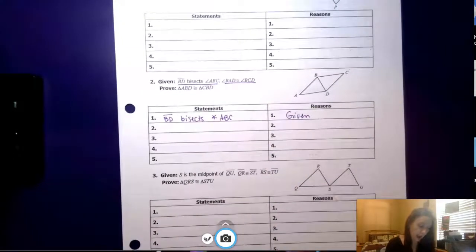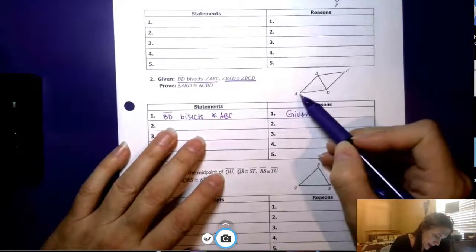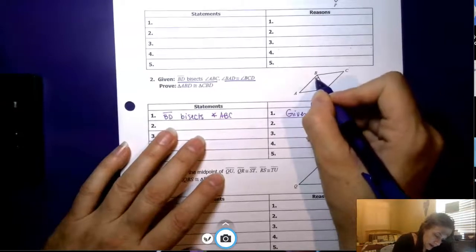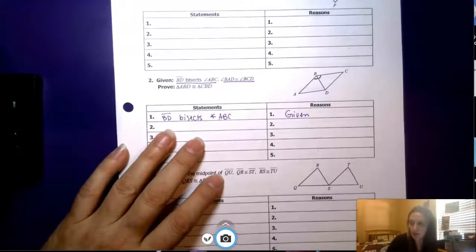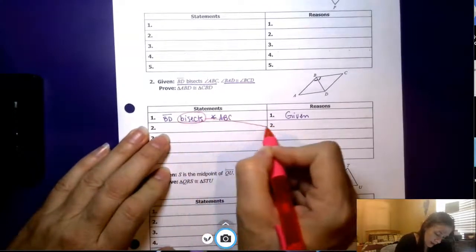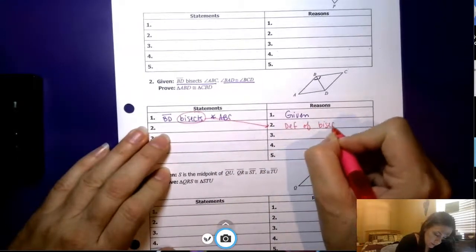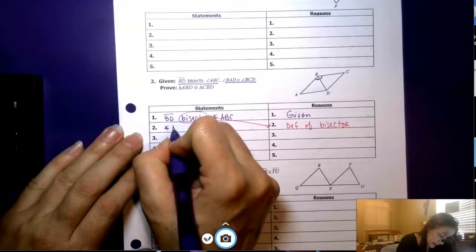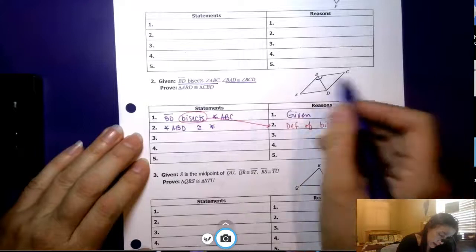Okay, now I have a choice. I could put that next given right here, because if BD bisects ABC, that means it makes this angle here and this angle here congruent. So because I know that from the bisector, I'm going to go ahead and mention that right away. What does that tell me? Definition of a bisector means that angle ABD is going to be congruent to angle CBD.